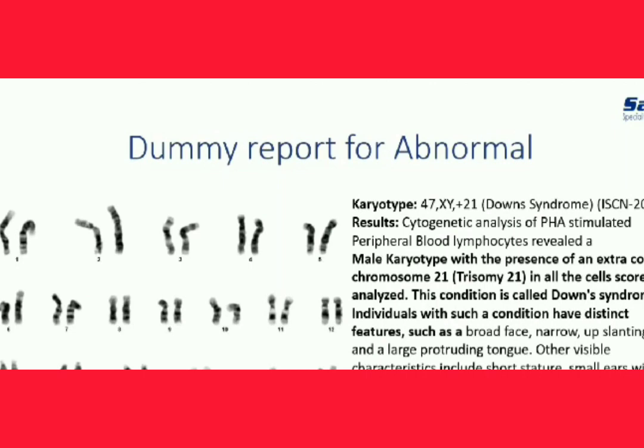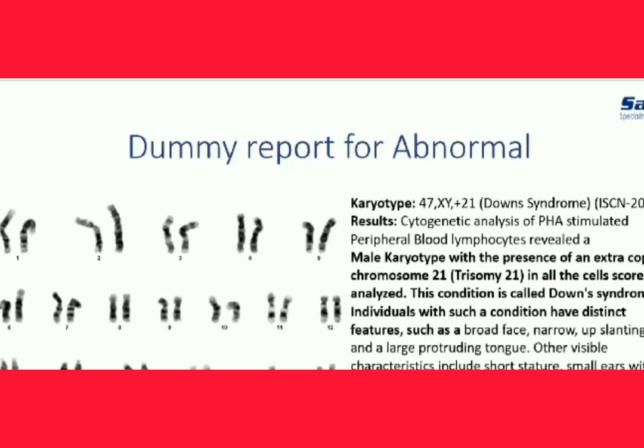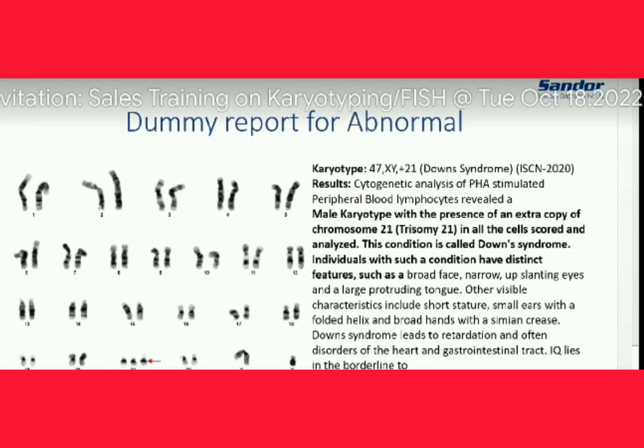Down syndrome leads to retardation and often disorders of the heart and gastrointestinal tract. IQ lies in the borderline to moderate IQ range. This part nobody will give in the report. I challenge that nobody will give this part. Everyone will write up to here, like trisomy 21 in all the cells counted and analyzed. This condition is called Down syndrome. Only up to this part they will give the report, in the majority of laboratories. Okay, this is what I want.